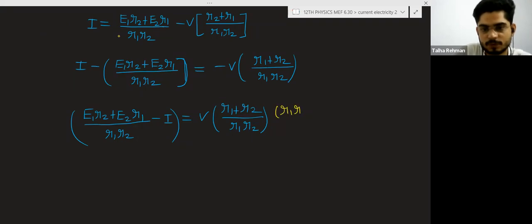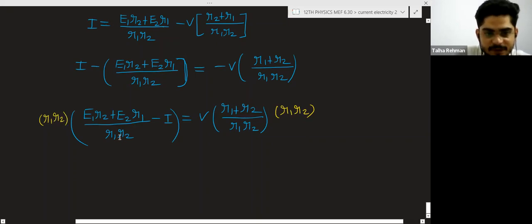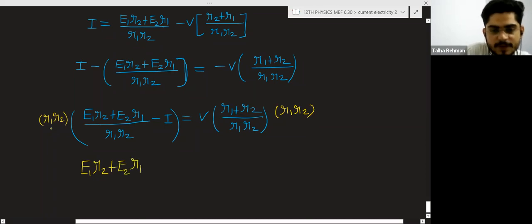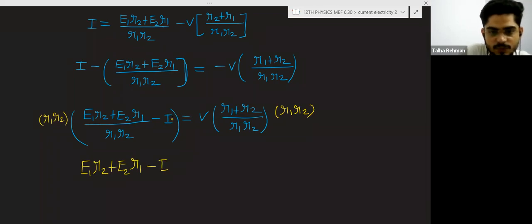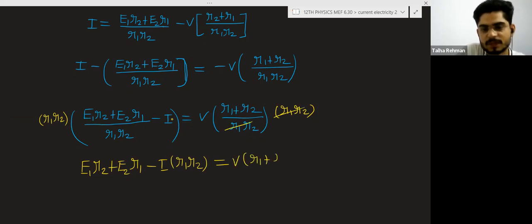So just multiply it, no problem. Now what you will do, you will multiply this R1 R2 to this. When you multiply this R1 R2 to this R1 R2, this R1 R2 will cancel out. You will get E1 R2 plus E2 R1, and when you multiply this R1 R2 with this I, this will become I into R1 into R2, and here this will cancel out, V into R1 plus R2.